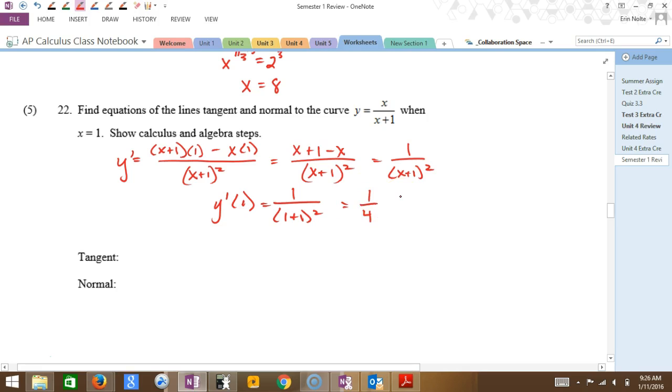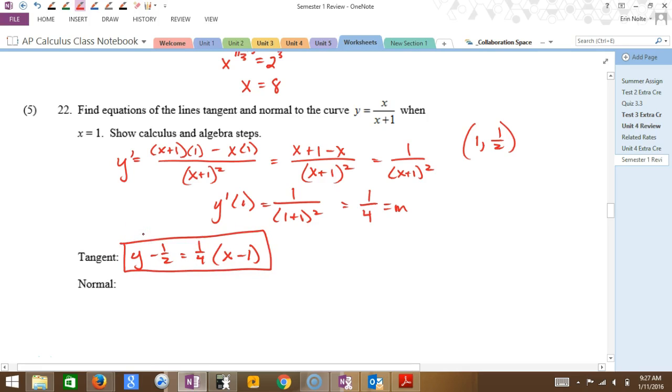Okay, so I have an x. This is my slope. What's the one piece I'm missing again? The y. Okay, so how do I find the y? Plug the x back in. If I plug 1 in, I get 1 over 2. So 1/2 is the point we're looking at. So the tangent equation is y minus 1/2 is equal to 1/4 times x minus 1.